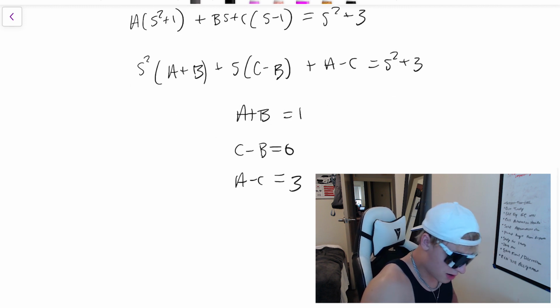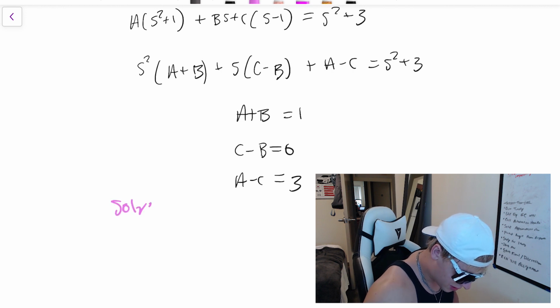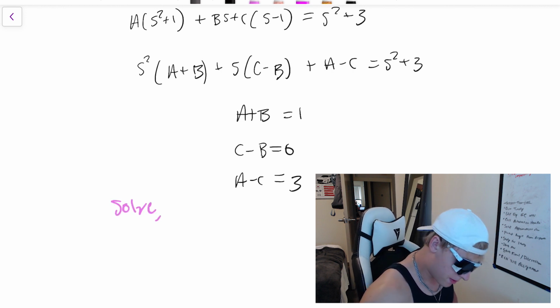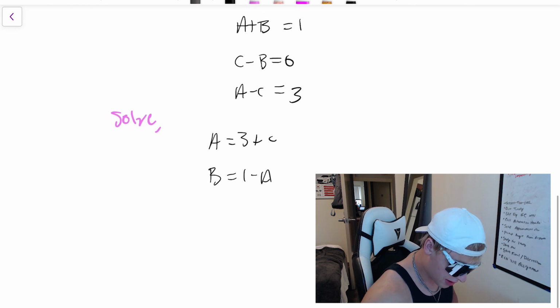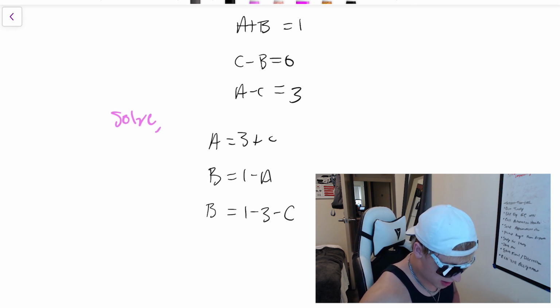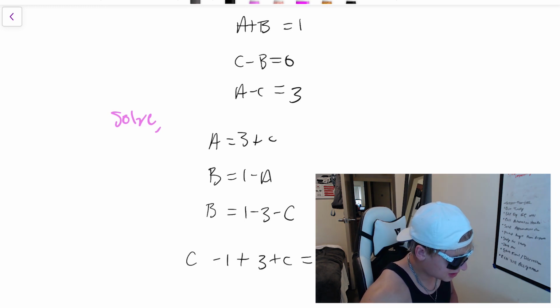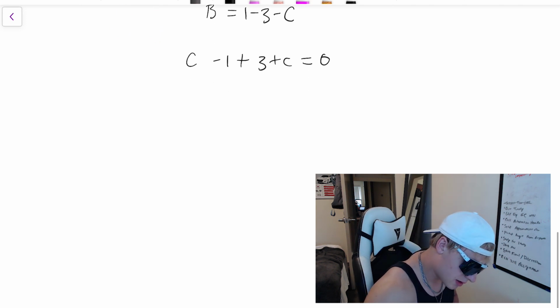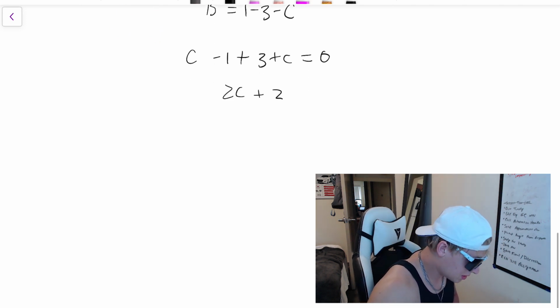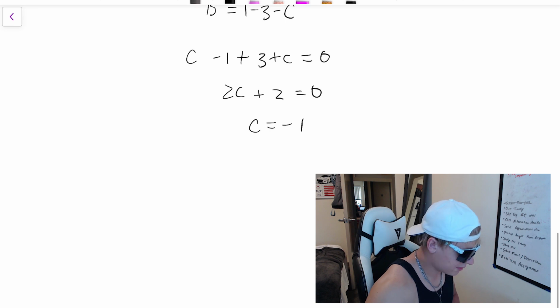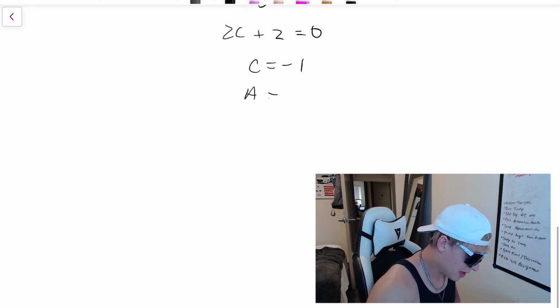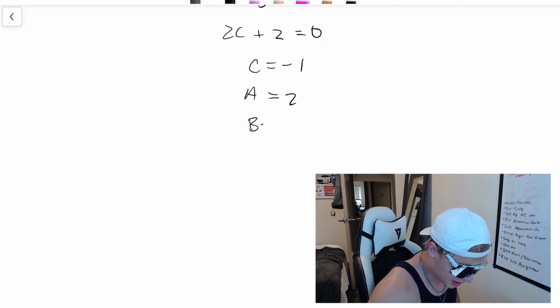Now we're going to solve this system of equations. We get A equals 3 plus C, B equals 1 minus A. Then we plug in: B equals 1 minus 3 minus C. Then we plug this in: C minus 1 plus 3 plus C equals 0, and from that we find 2C plus 2 equals 0, so C equals negative 1. Plugging in for the other ones, we get A equals 2 and B equals negative 1.